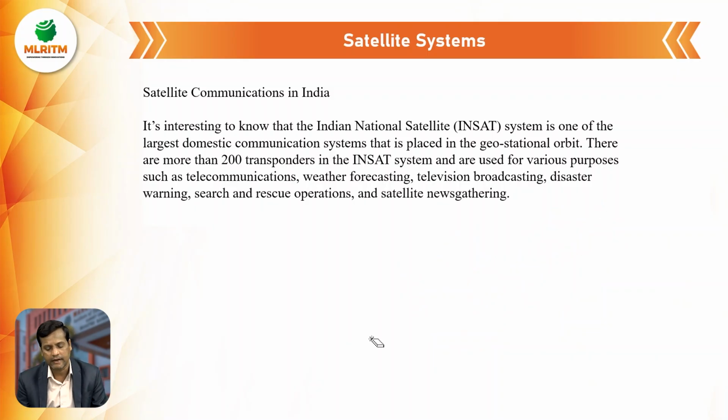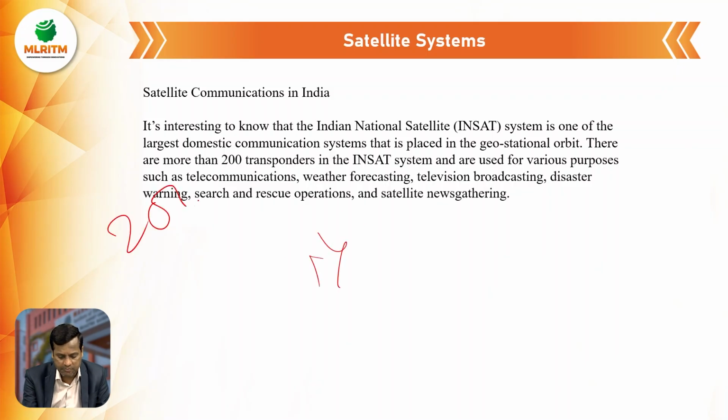There are more than 200 transponders in the INSAT. It is used for various purposes such as telecommunication, weather forecasting, television broadcasting, and disaster warning, right? So we are using around 200 transponders in the satellite. For what purpose?